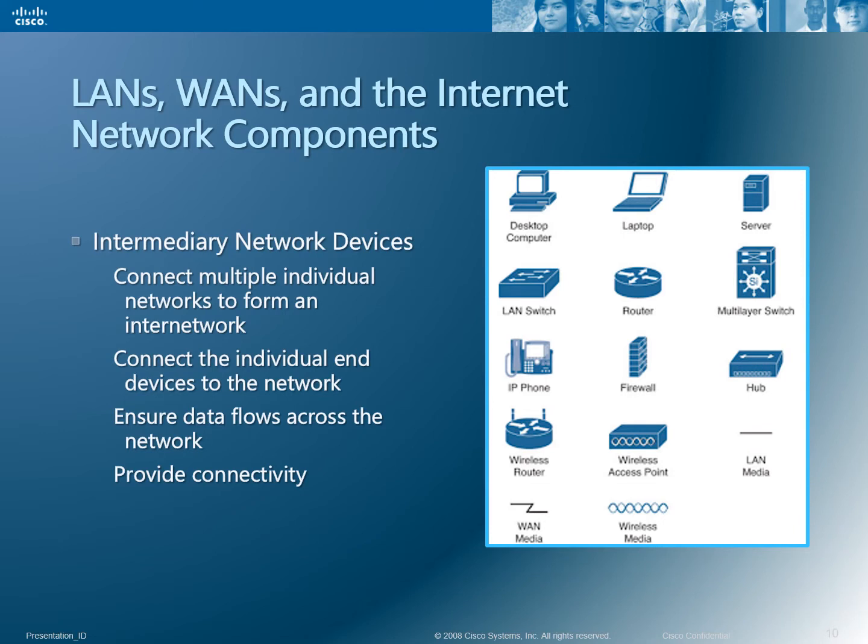Now, intermediary network devices connect multiple networks together to form an internetwork. So what we're looking at here is probably most of the second row of the graphic on your right. Switch, router, and multi-layer switch. Hubs are a little bit different simply because they work internally, very much like a switch does. But it is part of the structure. Firewalls, of course, prevent information from getting through without being passed through the proper channels. Wireless access points and routers, of course, provide wireless connectivity to non-cabled devices.